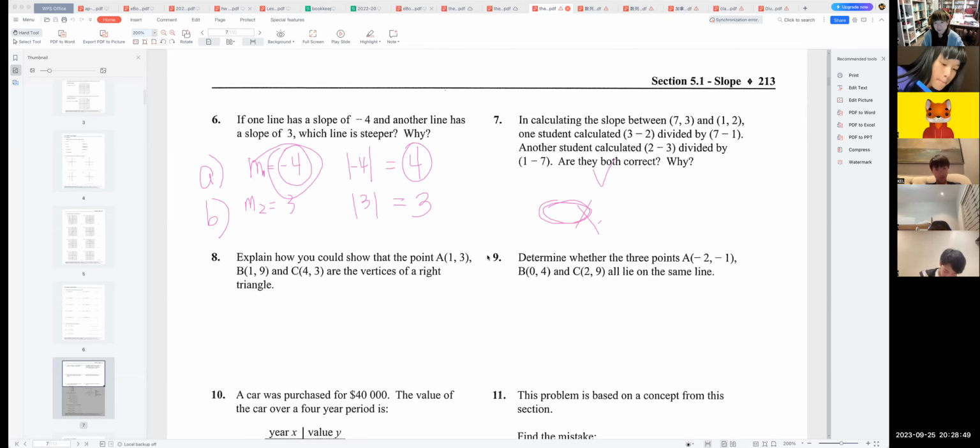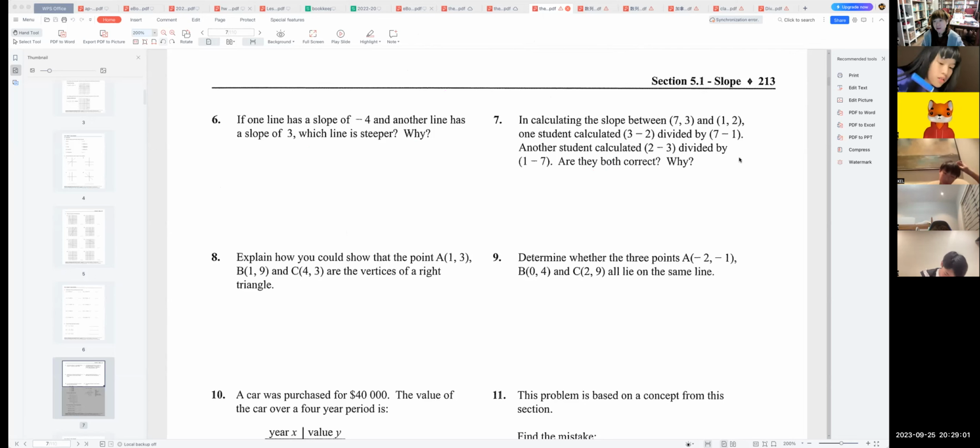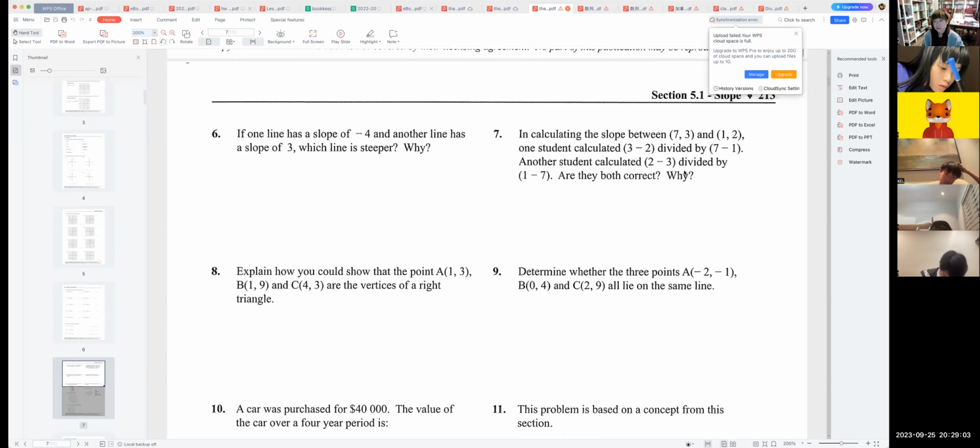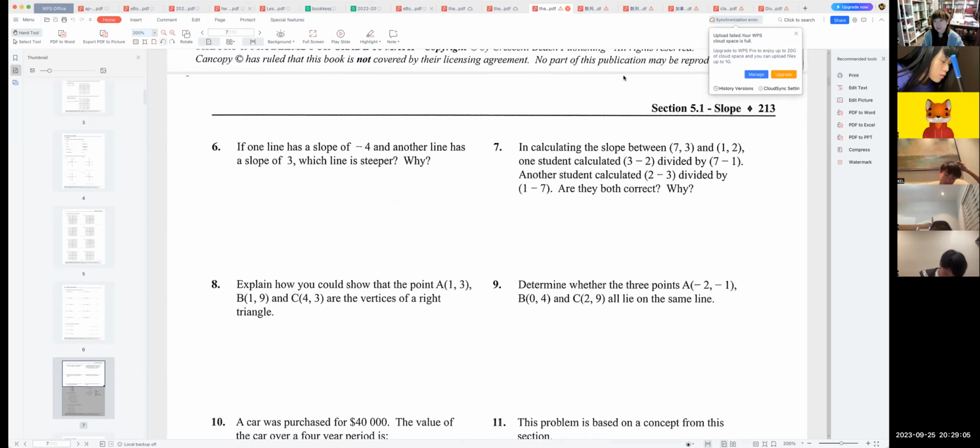我们有一个小朋友选 C 的，是吧？So let's take a look at number 7. In calculating the slope between (7, 3) and (1, 2), one student calculated 3 minus 2 divided by 7 minus 1. Another student calculated 2 minus 3 divided by 1 minus 7. Are they both correct? Or you think the first one's correct? You think the second one's correct?